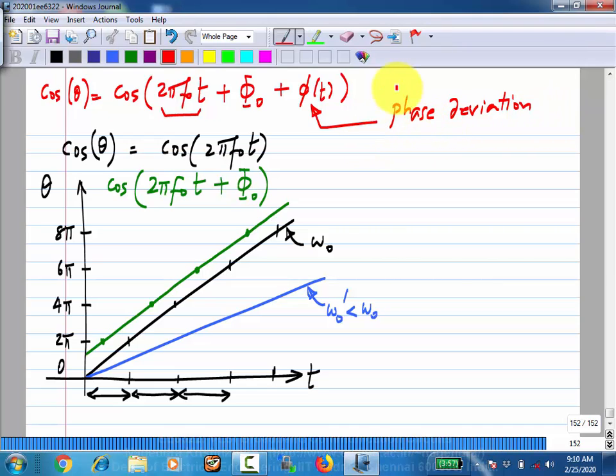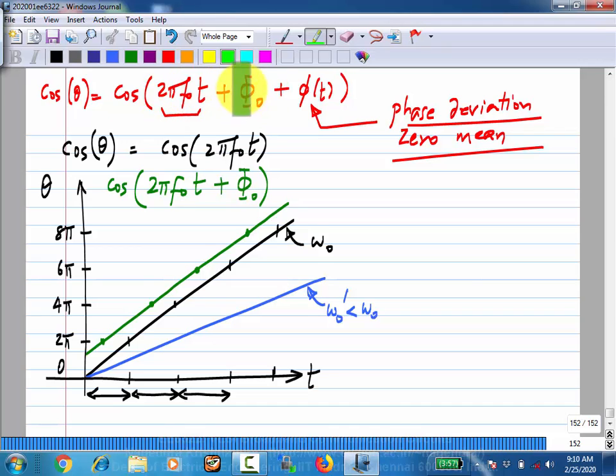Okay. So this phase deviation doesn't necessarily have to eliminate all the straight line parts and so on. If it is, it means that the frequency has changed. But in many cases we consider this to have zero mean. That is, the average frequency is captured here and the phase offset is captured here, and any deviation is in this one. Okay.